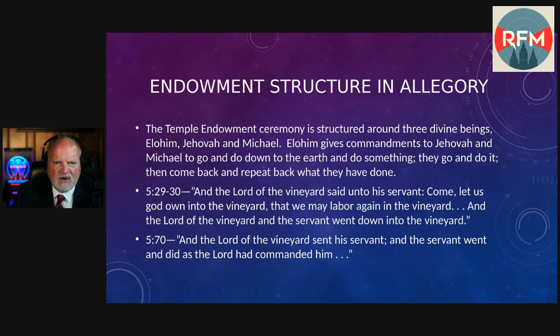See how that's somewhat reminiscent of the basic pattern of the temple endowment, at least the first half of the endowment. And then in chapter 5, verse 70, it says, "And the Lord of the vineyard sent his servant, and the servant went and did as the Lord had commanded him." All of this is reminiscent of what happens in the endowment. Now, this is just a random thought that happened to strike, and I wanted to make a slide about it.